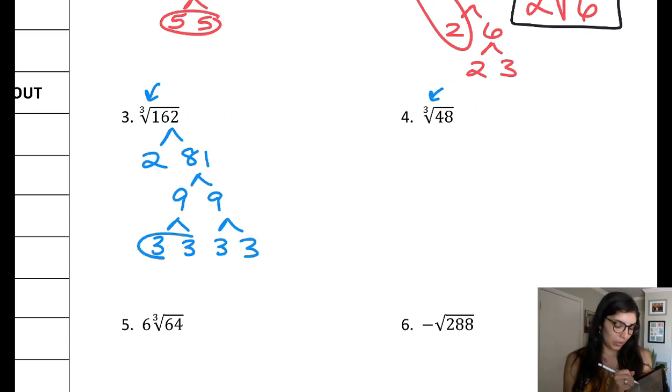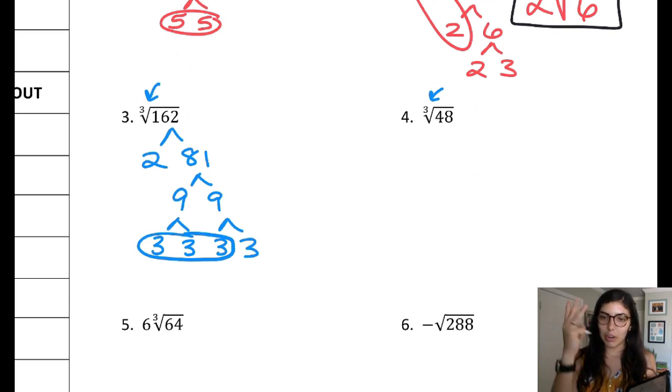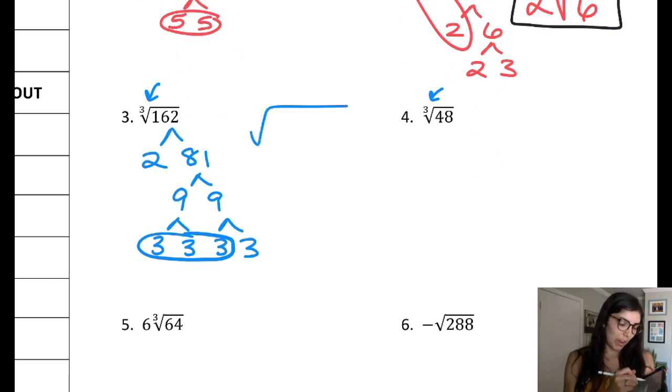Here's a group of 3 numbers that are all the same. That trio is going to come out as one number. The trio comes out as one number. So in front of my radical sign with a cube root this time, remember we're doing cube roots, would be 3, and then the leftovers go inside.